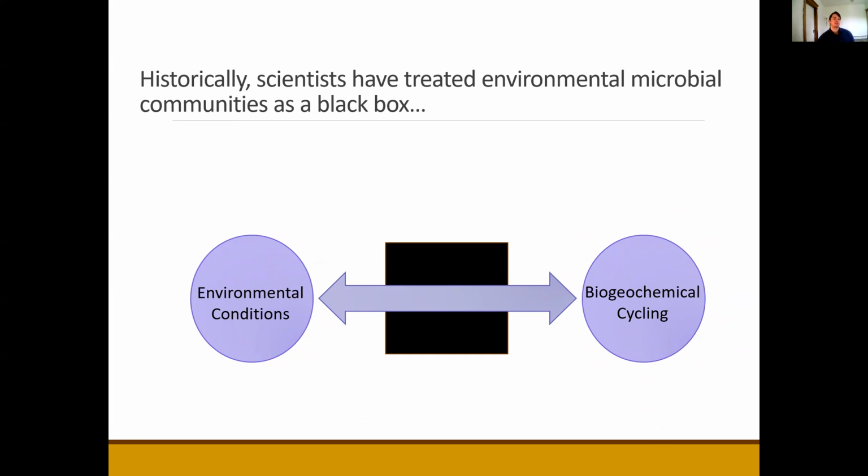One of the key characteristics of a black box is that there is no knowledge of its internal workings. So you only have the group of inputs and outputs. You have no idea what's going on over here. The reason why the scientific community typically treats this as a black box is because microbial communities have been very, very difficult to study, historically at least.